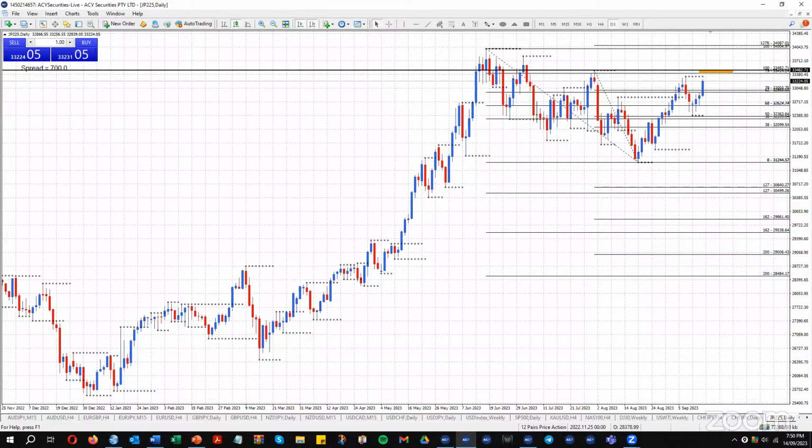I mean, overall though, the higher time frames are clearly up. So if it does falter there, great. If it moves through there, it's probably moving up and beyond.